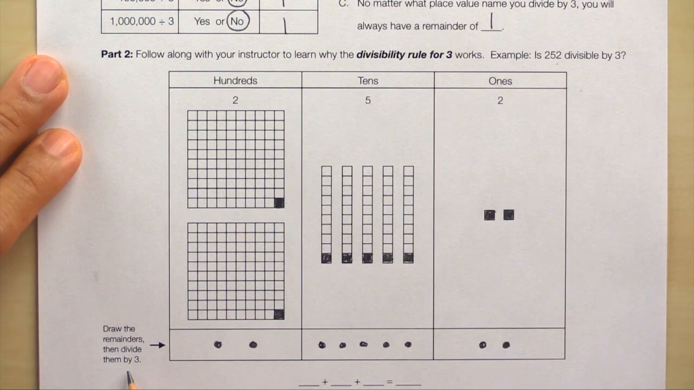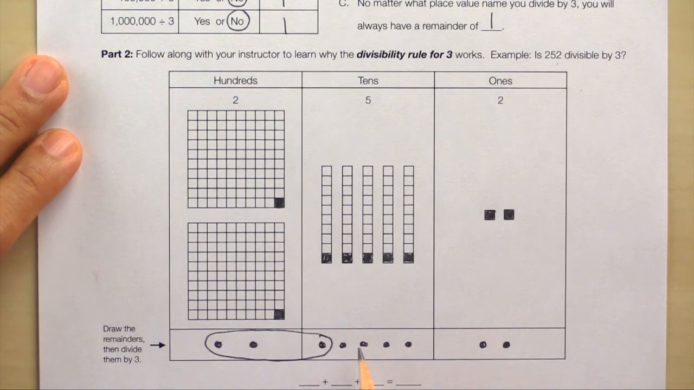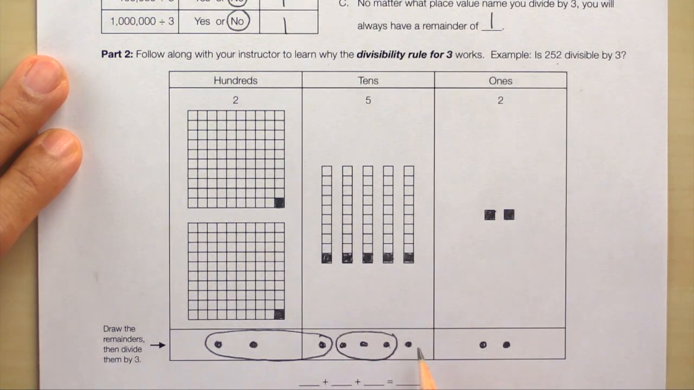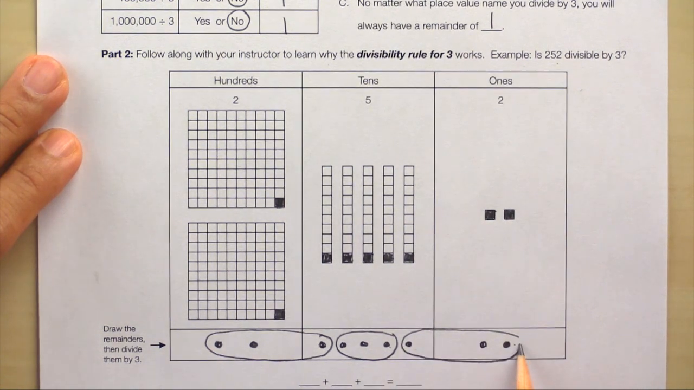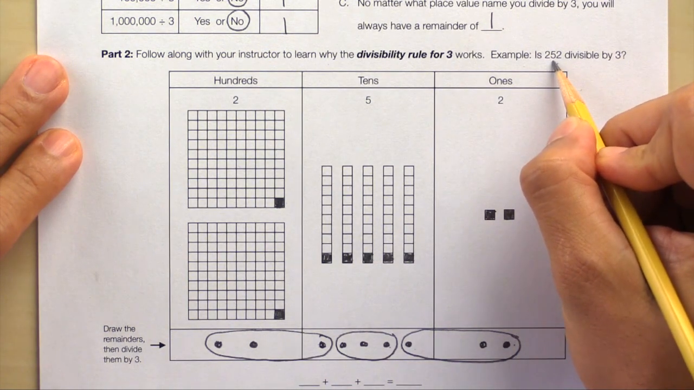Now let's divide the remainders by 3. 1, 2, 3, put them into a group. 1, 2, 3, put them into a group. 1, 2, 3, put them into a group. And you'll notice that there are no more remainders left. So 252 is divisible by 3.